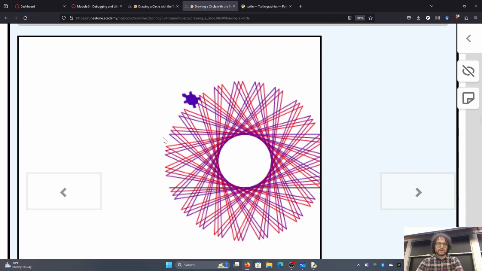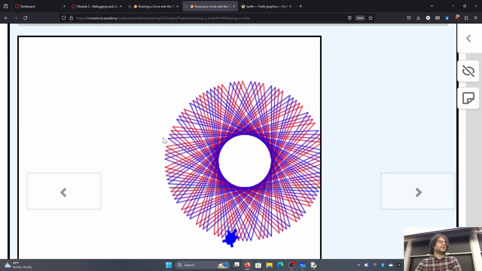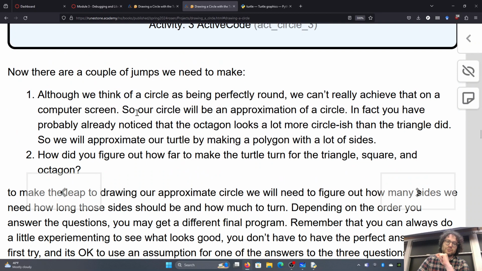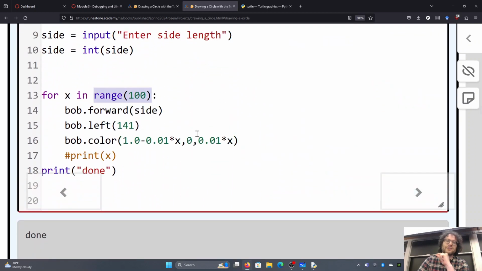If you notice, it changed color as we went on. Specifically, we started out with 1 amount of red. The way color works for turtles is that 1 is fully on for the red and 0 is fully off. So we had no green, and we started with fully on red and no blue. As x got bigger, at the beginning x is 0, then 1, then 2, then 3, then 4. This is something we're going to go into plenty more detail on Thursday. Consider this a preview, not something you have to know. All you have to know is that if you see a range 100, it means 100 times.